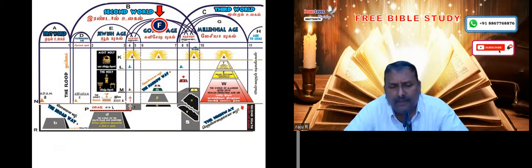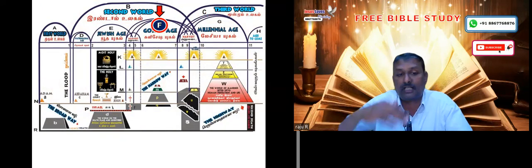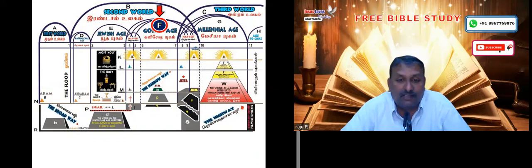So therefore, if you see, the Jewish age began with the death of Jacob, and it continued till the beginning of the gospel age. As soon as the Jewish age was ending, the gospel age began. We all know how the gospel age began.